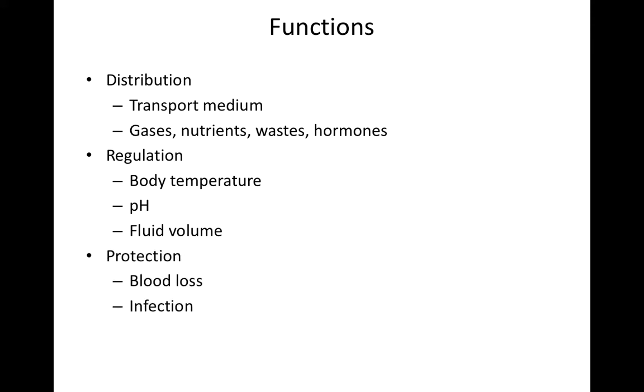Third is protective. This is where the immune system and blood clotting and things like that come into play. So we first have protection against the loss of blood in the form of blood clotting, and then we have the protection against infection via the white blood cells that are going to make up a significant component of your immune system. So three different types of functions for blood.